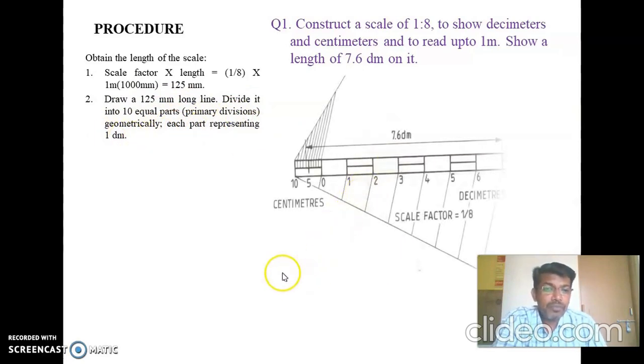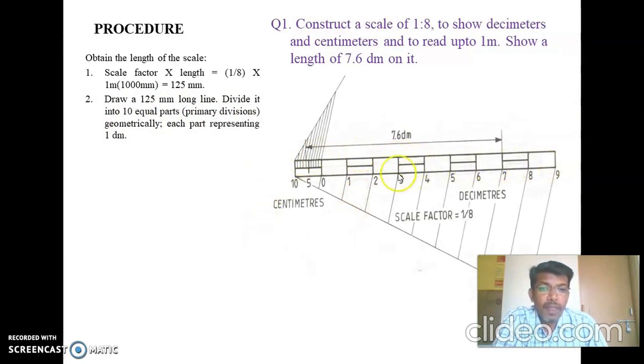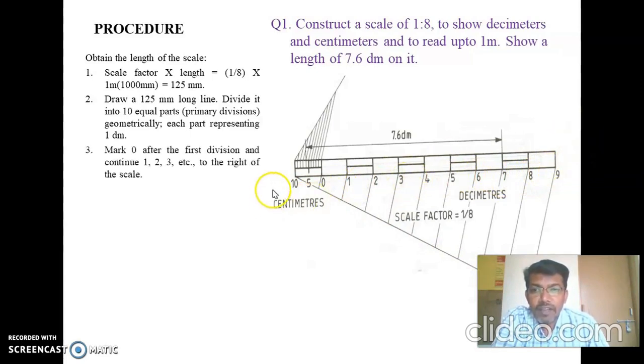So here you can see the picture. First of all, you draw from this point to this point, it is 125 mm, and divide it into 10 equal parts by the line division method. So 1, 2, 3, 4, 5, 6, 7, 8, 9 and this one is 10. As I previously told you, this is the first division. The first division should be marked as 0, and after that 0, 1, 2, 3, 4, 5, 6 up to 9.